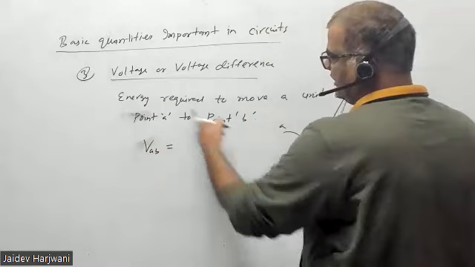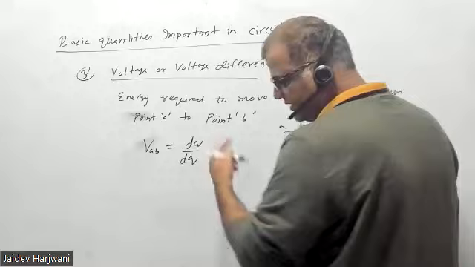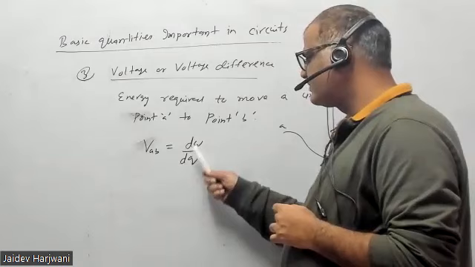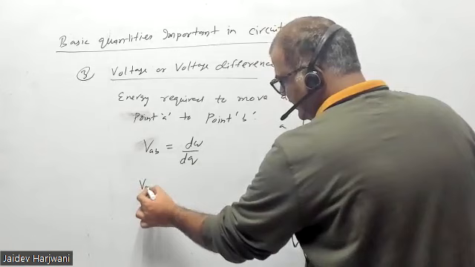That means per unit charge. Energy is work, so I can write this as dW by dQ. Can I write like this? Yes. So the energy needed to move a charged particle, the work done in moving a unit charge, is called your voltage. Now this voltage VAB is always equal to minus voltage VBA.